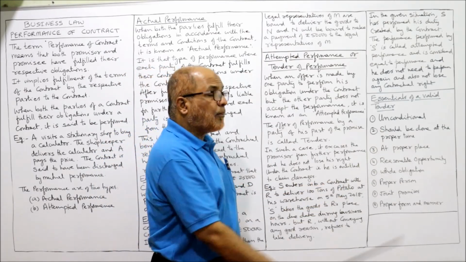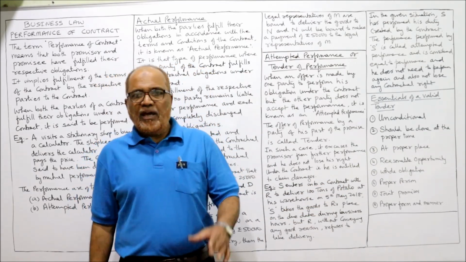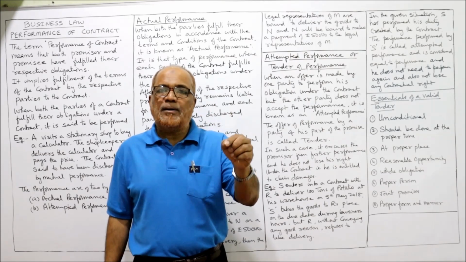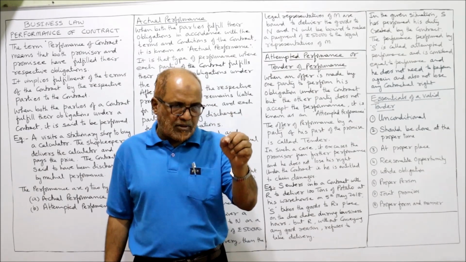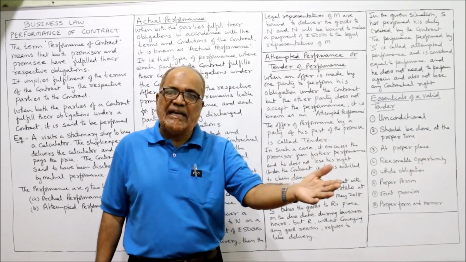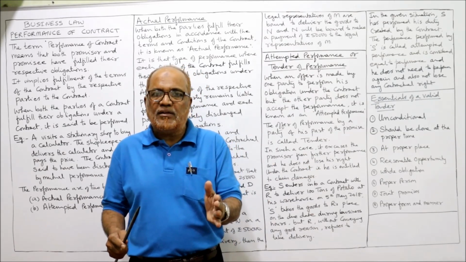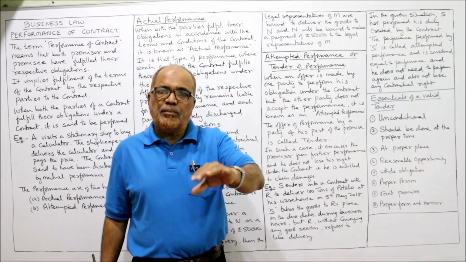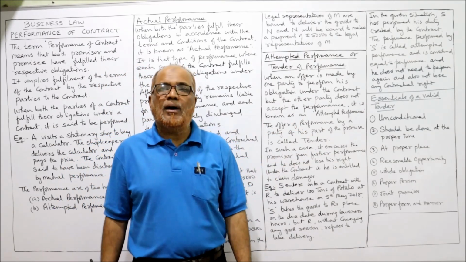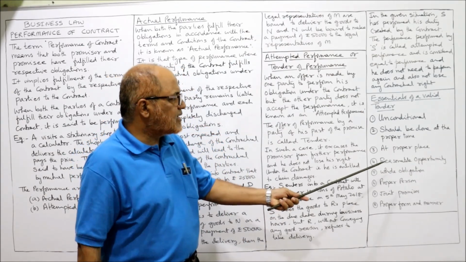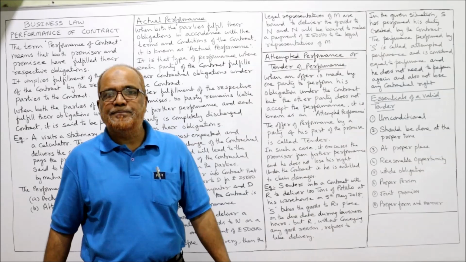Then the third one, at the proper place. In the contract, in the agreement, the place where the contract should be performed and where the goods should be delivered will be specified. If it is not specified, then it will be at the place of the promisee or at the place of the promiser. Then the next one is reasonable opportunity.